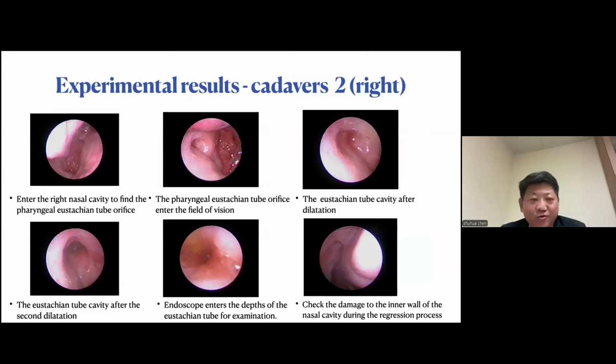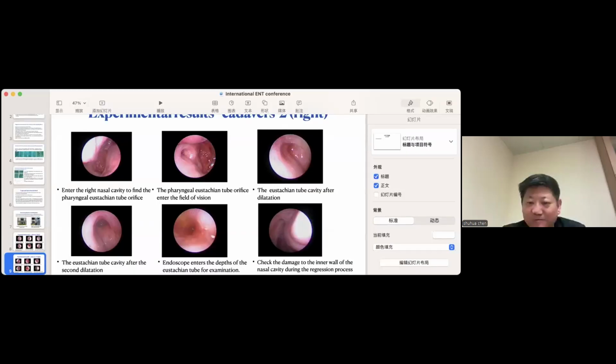The result, cadaver 2. Enter the right level nasal cavities to find the pharyngeal ear extension tube orifice. The 2 pictures is pharyngeal ear extension tube orifice into the field of the vision. 3 is ear extension tube cavities after first dilation. The 4th is the second dilation after, and the 5th is examination. And the last is check the nasal walls of the nasal cavities during the regression process.